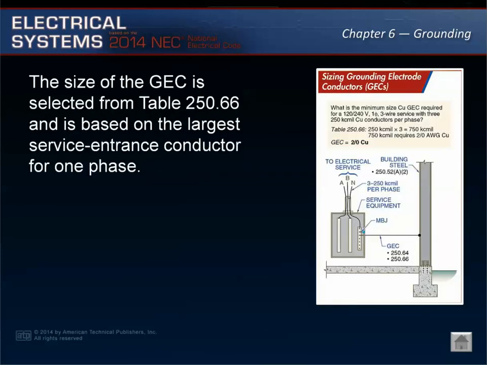The size of the grounding electrode conductor is selected from Table 250.66 and is based upon the largest service entrance conductor per phase. If the service entrance conductors are paralleled, the equivalent area for a set of phase conductors shall be used as the base for sizing the grounding electrode conductor.